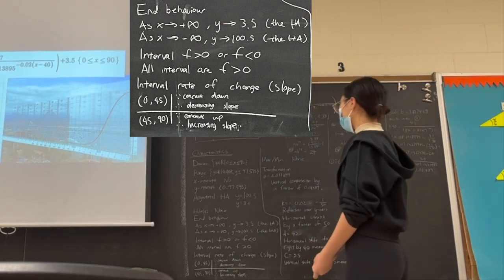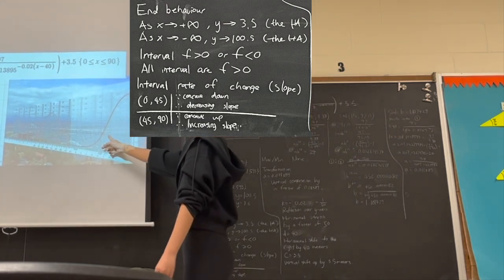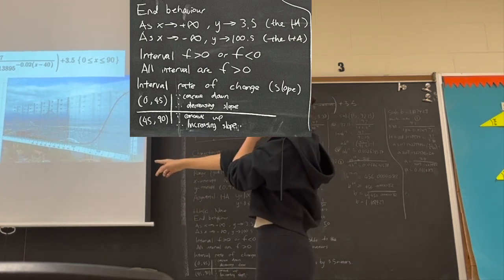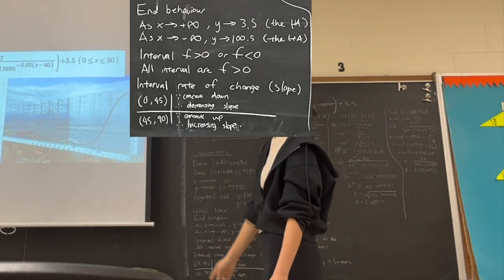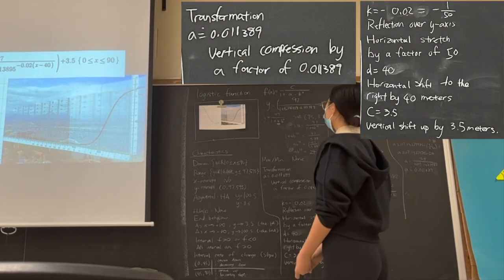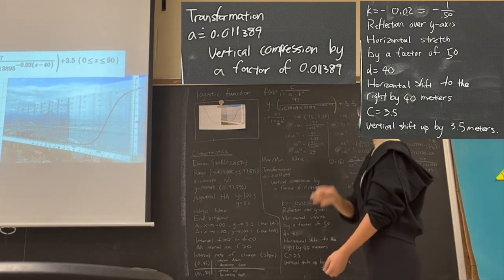And then the interval rate of change, the slope. From 0 to 45 meters, it is concave down, so that's a decreasing slope. And from 45 to 90, there is an increasing slope since it's concave up. And there's no max and min since there are restrictions.